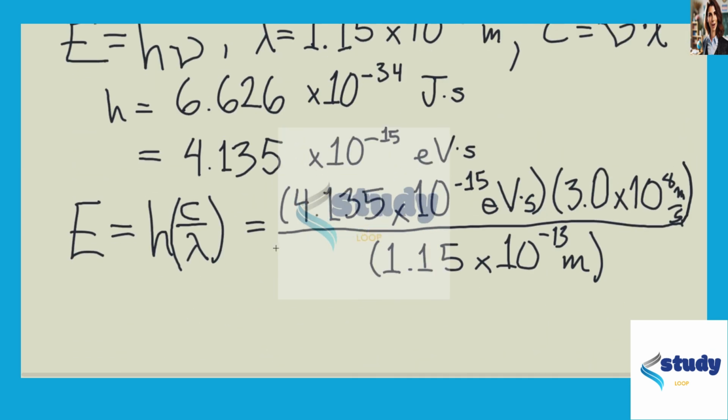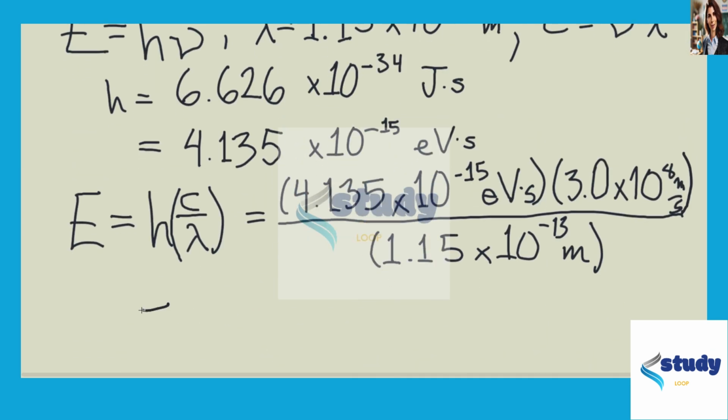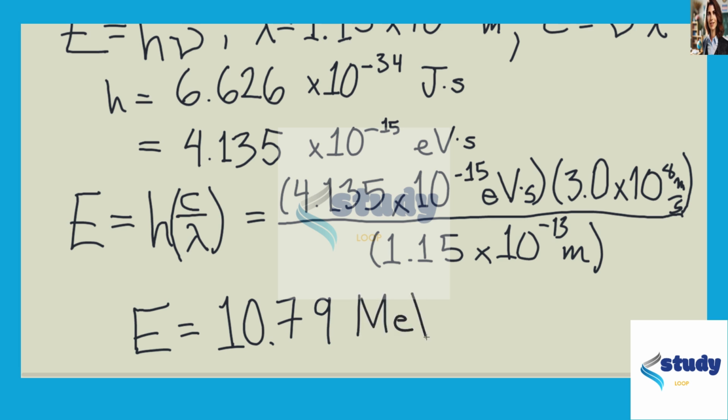Plugging in those numbers, you will find that the energy of the photon in question is equal to 10.79 mega electron volts. That's 10 to the 6th electron volts.